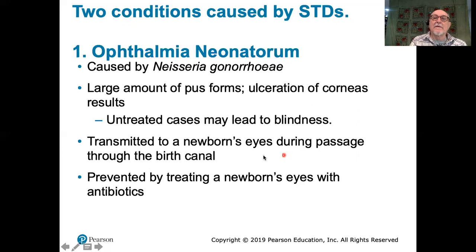But usually women will be tested if they are unsure of their sexually transmitted disease status. During pregnancy they should be thoroughly investigated to make sure that none of these things are present. And if it is known that a woman has active Neisseria, then it's easy to treat the child's eyes with antibiotics.